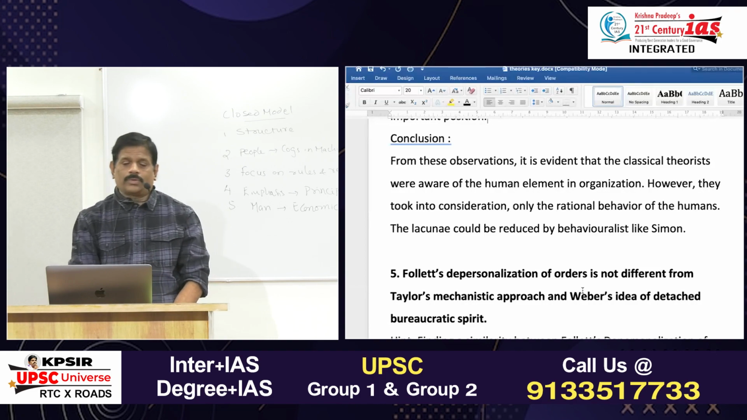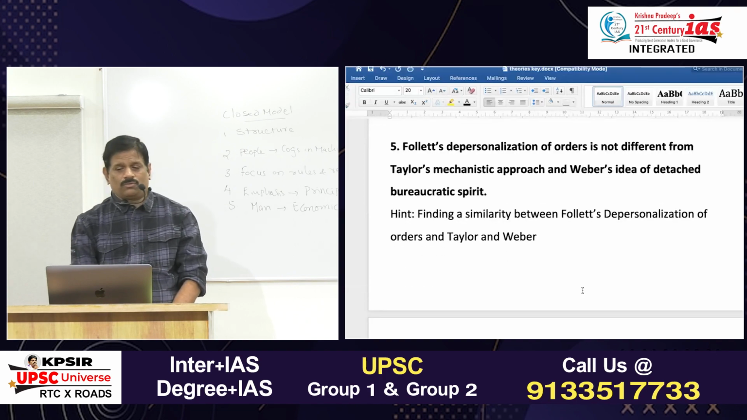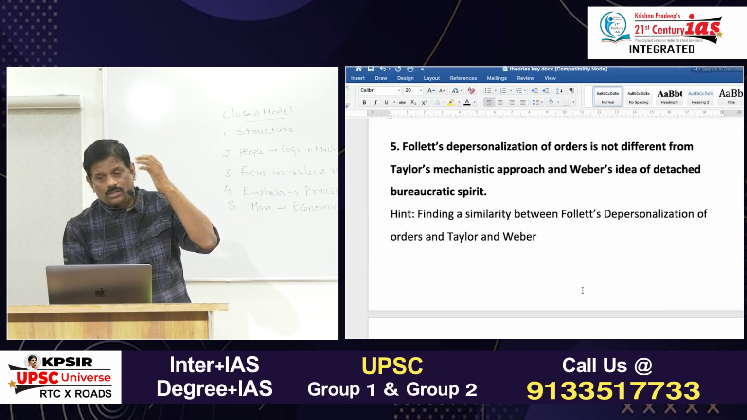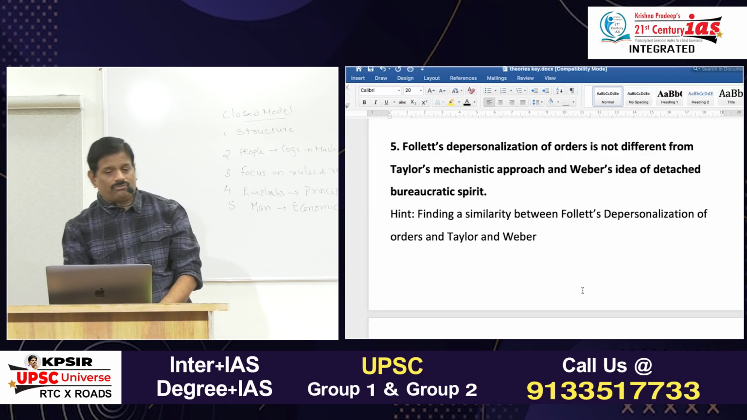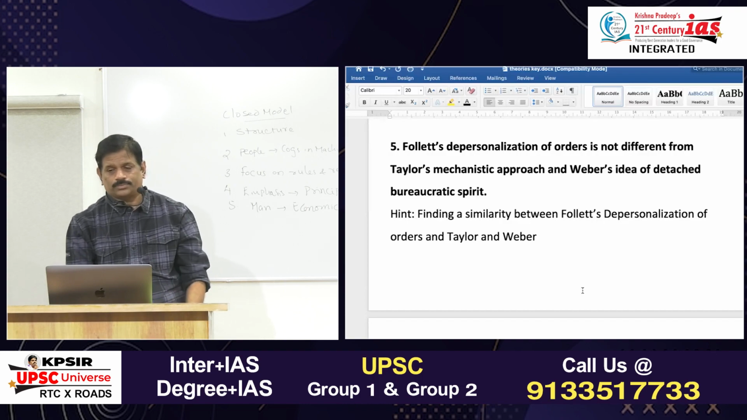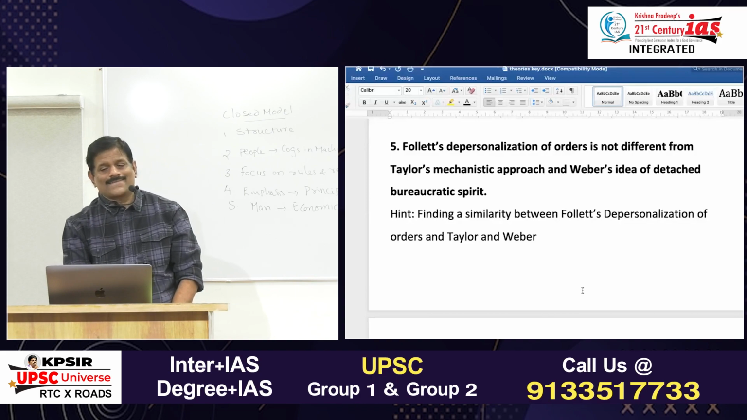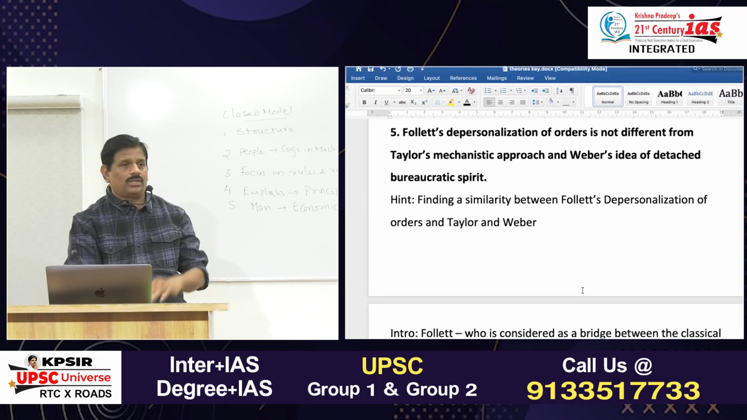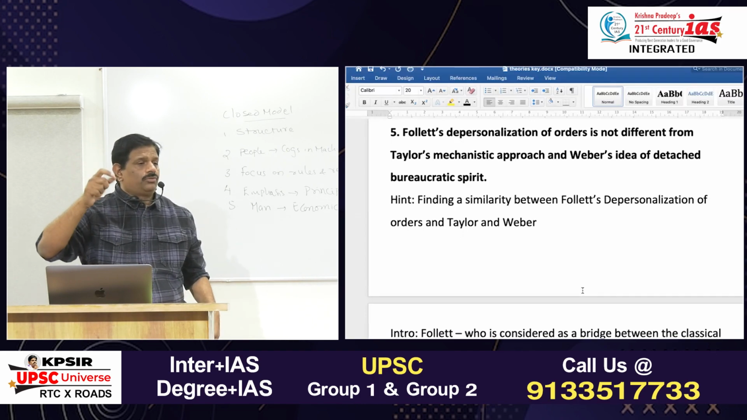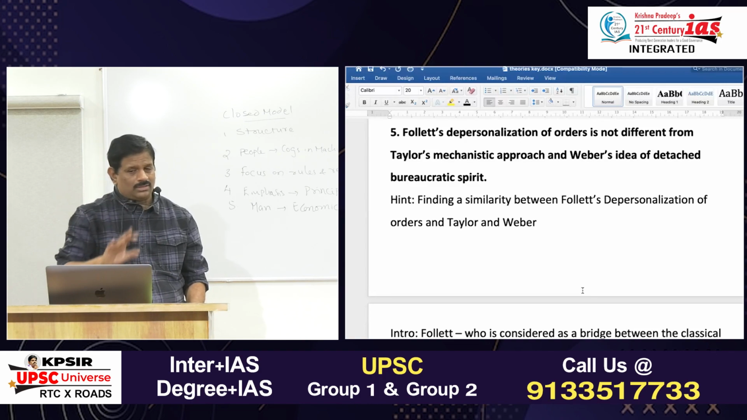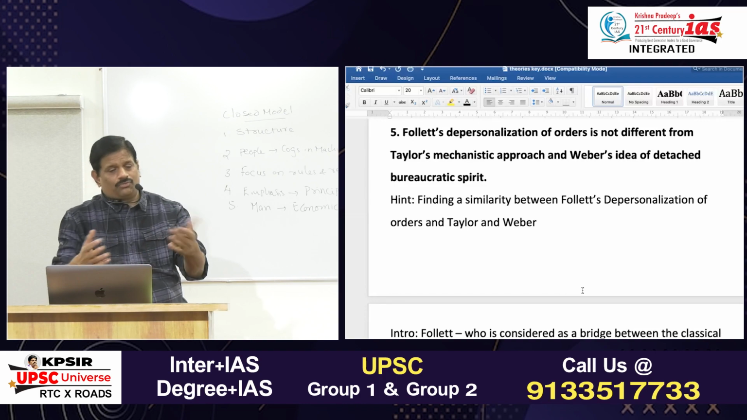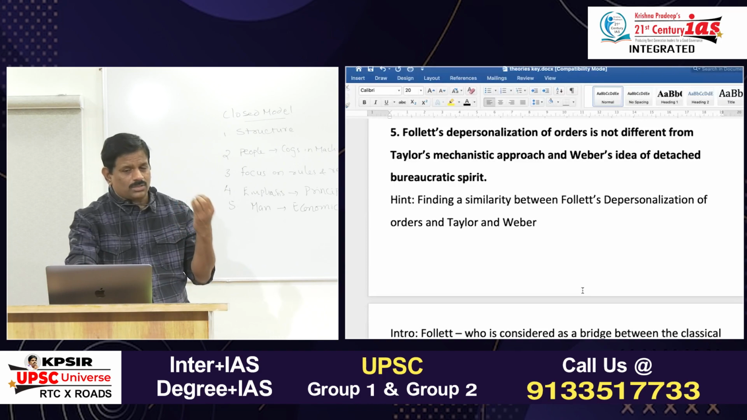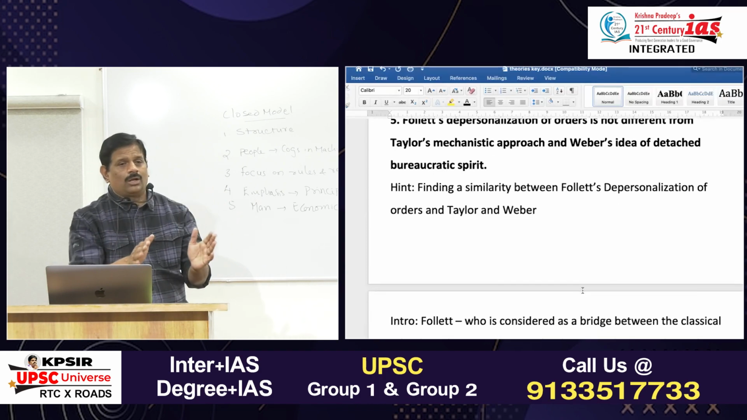Then the fifth question: Follett's depersonalization of orders. Depersonalization of orders is not different from Taylor's mechanistic approach and Weber's idea of a detached bureaucratic spirit. Depersonalization of orders, as proposed by Follett, means an order should be given according to the situation, not to the person. And it is said that it is not different from Taylor's mechanistic approach and Weber's detached bureaucratic spirit. Detached bureaucratic spirit means anonymity and neutrality.